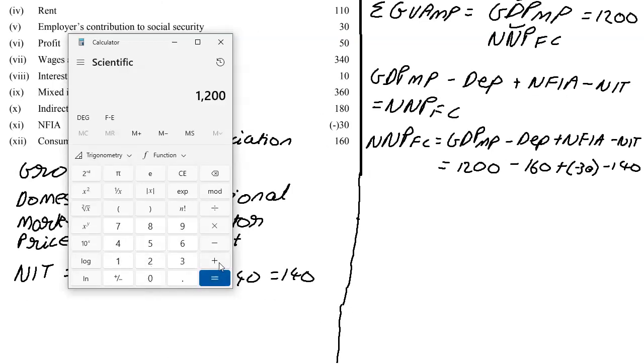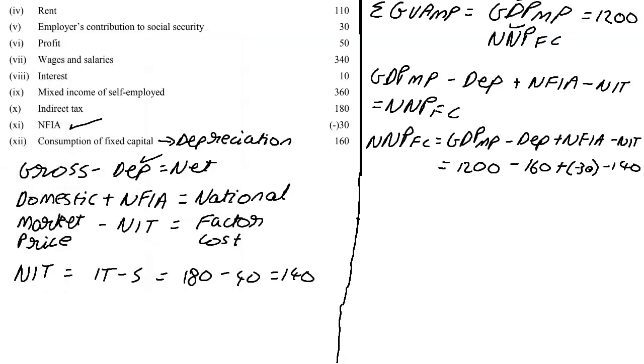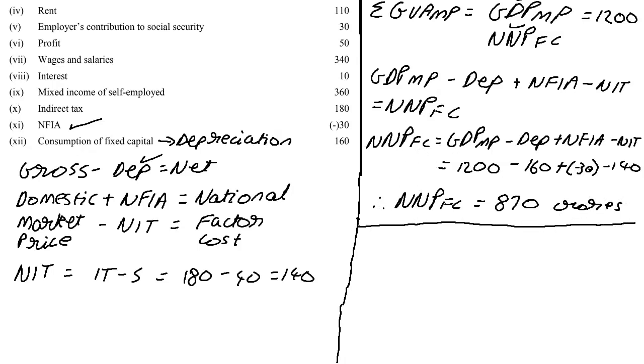1,200 minus 160 minus 30 minus 140, which gives us 870. So we can say therefore NNPFC is equal to 870 crores. Now this is under the output method we just solved. Now we're going to do the same thing, same form of calculation under the income method.